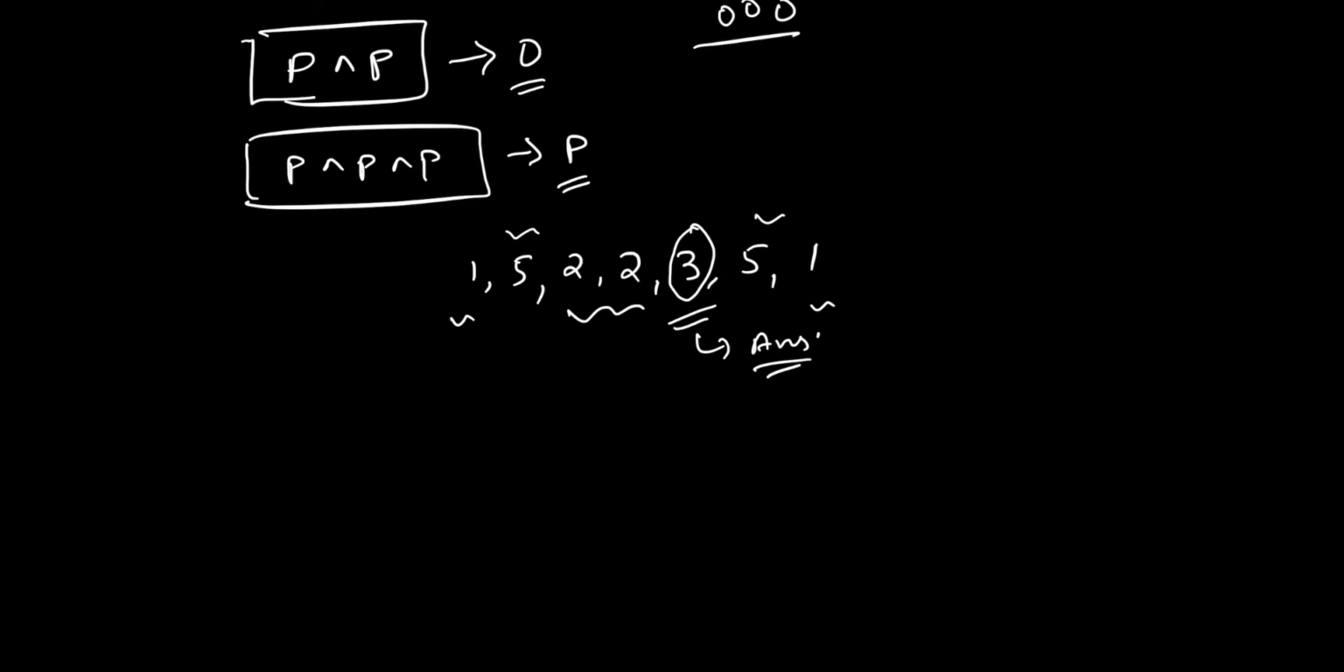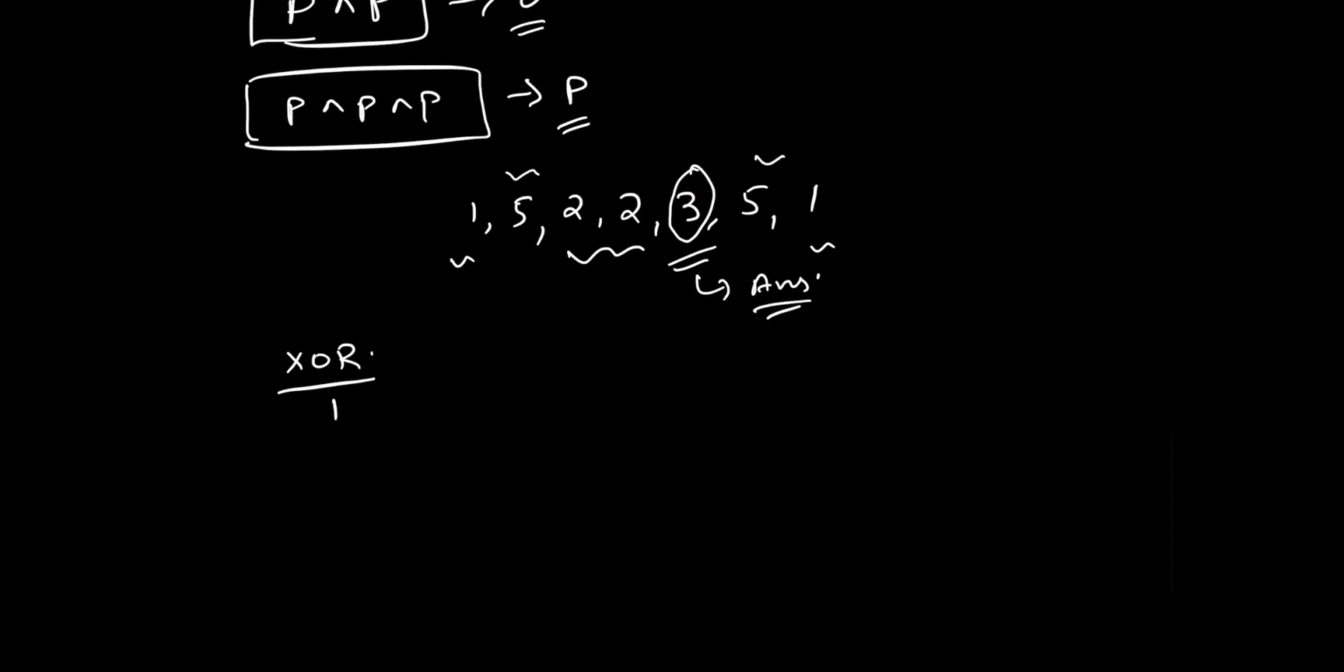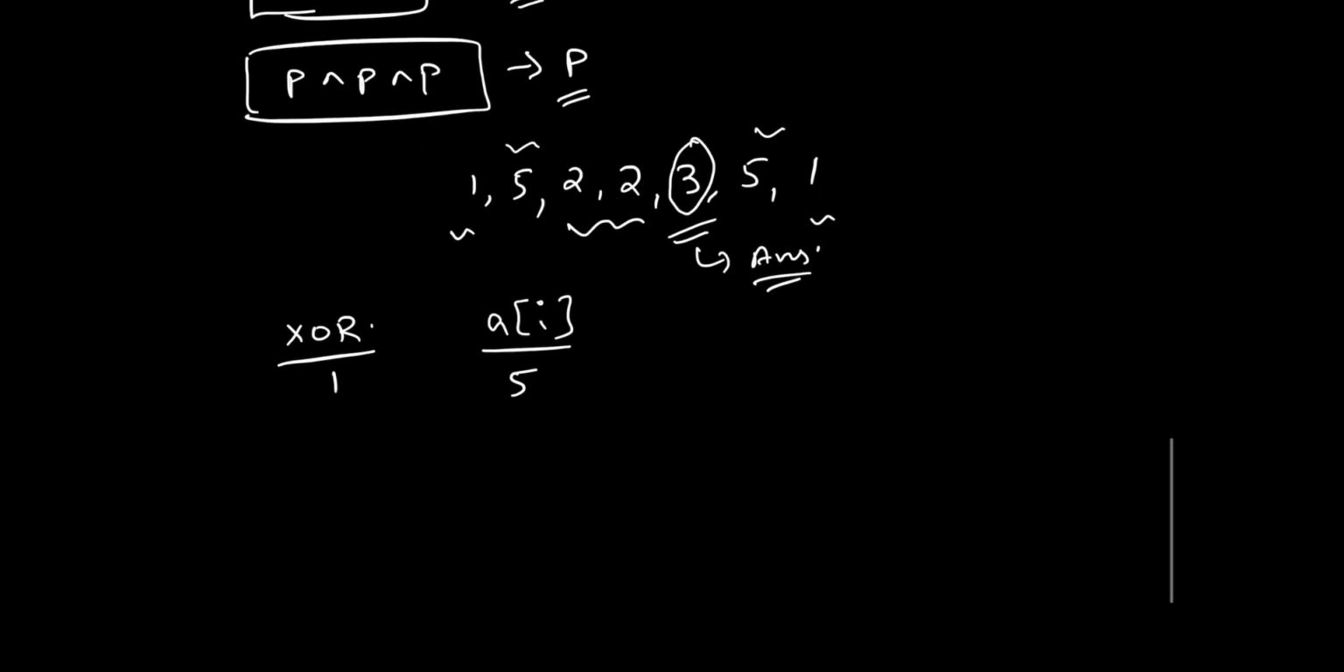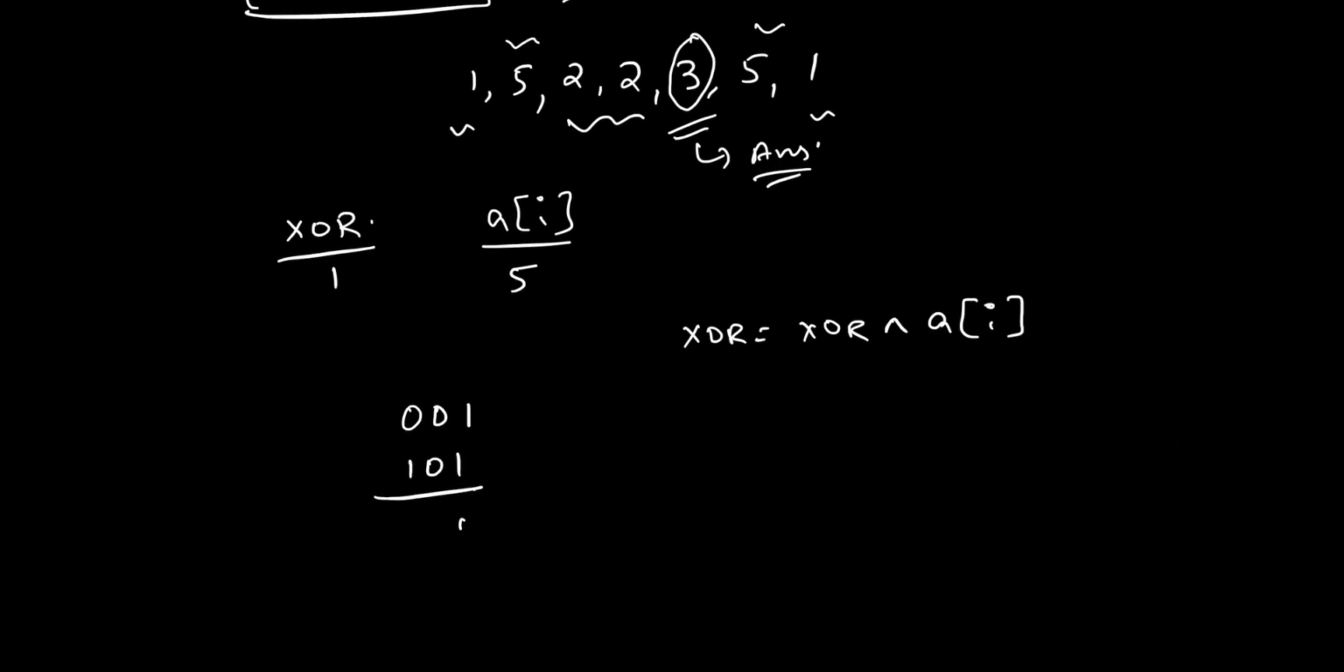So we start with 1. Let's say I take a variable xor, with initial value 1. The next element a[i] is 5. My primary operation is going to be xor = xor ^ a[i]. So let's see: xor is 001, and we XOR it with 5, which is 101. If we do the XOR of this, 1 XOR 1 is 0, 0 XOR 0 is 0, and 1 XOR 0 is 1, so we get 100. This is my current XOR.